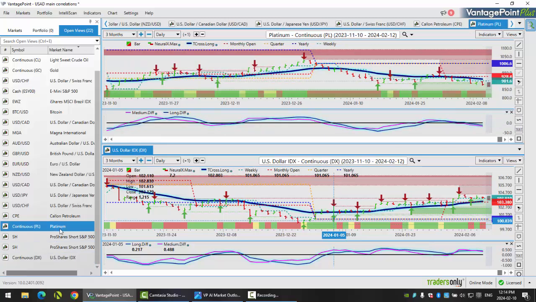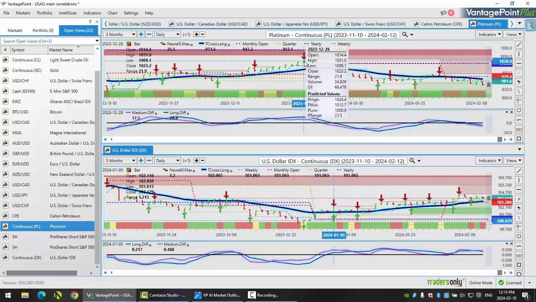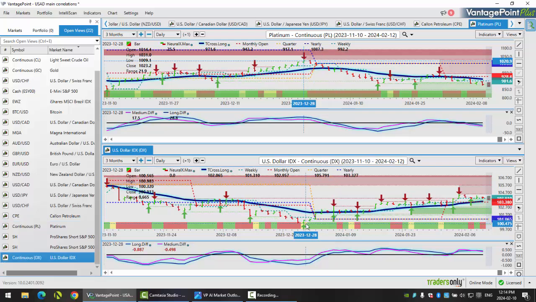When we do a comparative to another metal, platinum, you can see the same thing. Platinum peaked at or around December the 28th. That is at the exact same time the dollar index bottomed out. The direct intermarket inverse correlation warns us of this, that again, we don't want to keep buying metals if we've got dollar strength coming in.